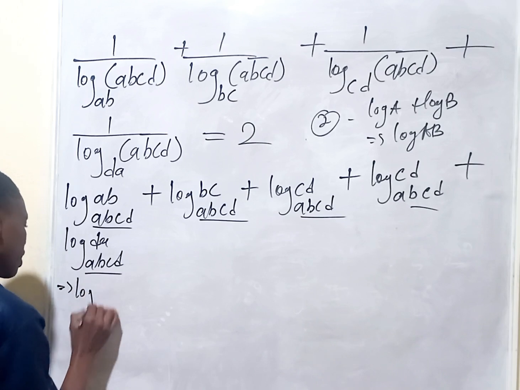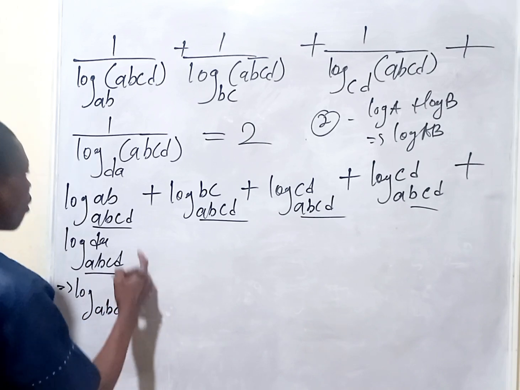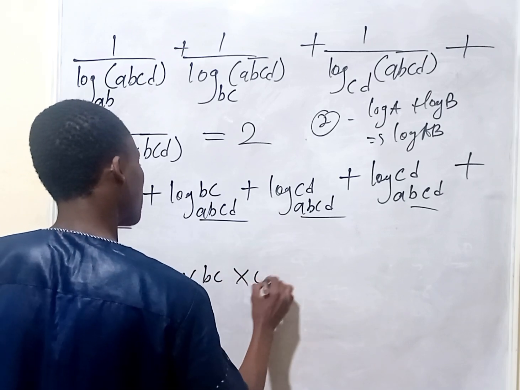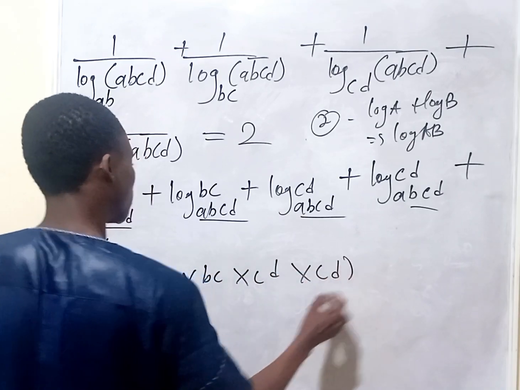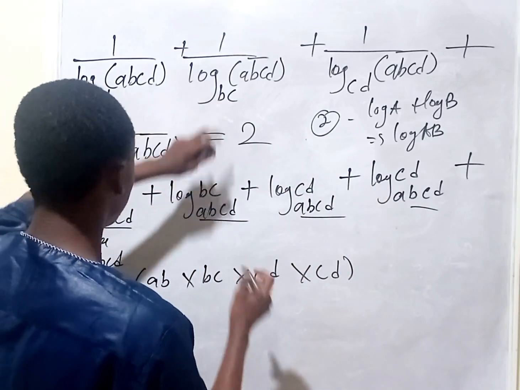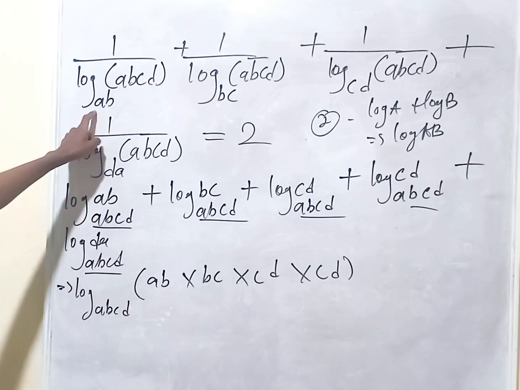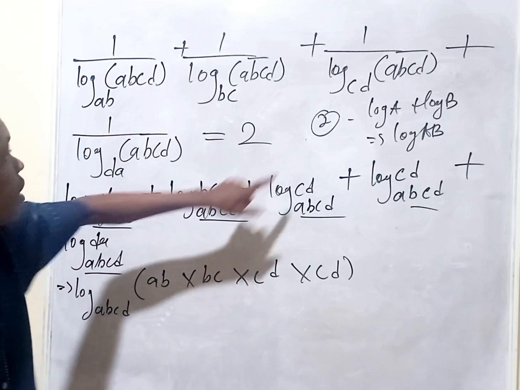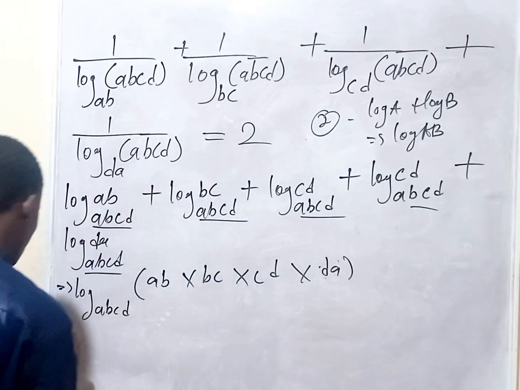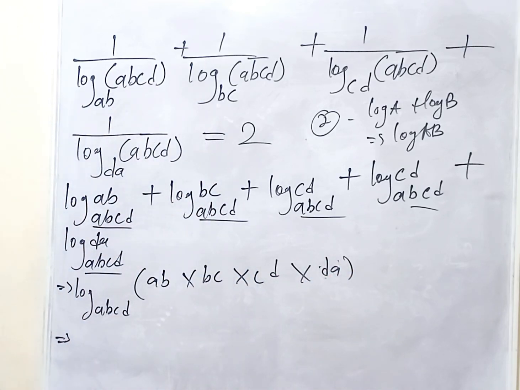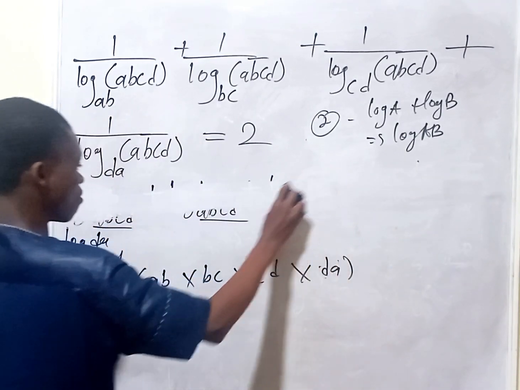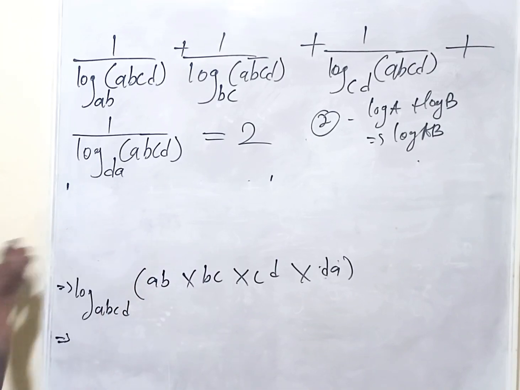So we take one of the base, log base ABCD of, we multiply the logs: AB times BC times CD times DA. All right. So this implies that, let me take it up so you can see clearly. From here, how do we solve this?